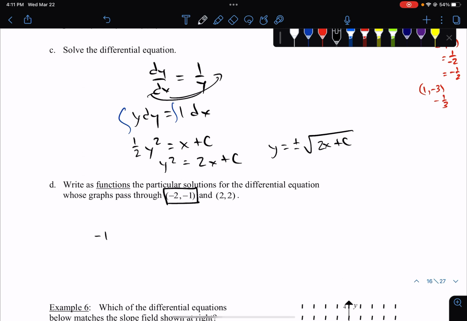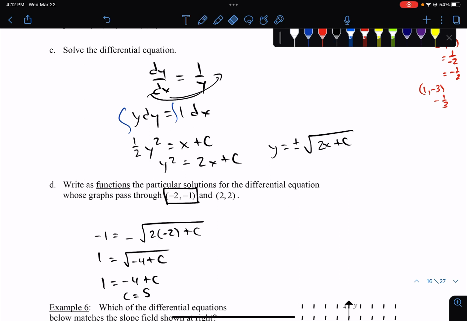So my y value is -1. I'm going to have to pick plus or minus, but my x value is -2. So 2 times -2 plus c. Because the left side is a negative, I want the negative version of this equation, which is nice because the negatives go away. 1 equals the square root of -4 plus c. Square both sides, 1 equals -4 plus c. So c equals 5. So in this case, at -2, -1, the particular solution would be y equals negative square root of 2x plus 5.